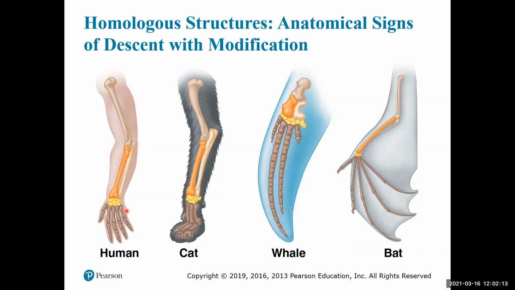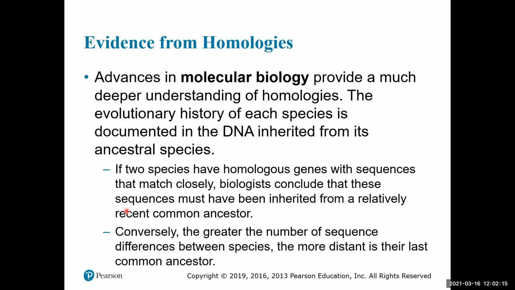Okay, and so that's what a homology is. With the advances in molecular biology, being able to obtain DNA for organisms and then examine the DNA structures, science has been able to really increase our understanding of homologies through this process. The evolutionary history of species is documented in their DNA because their DNA is inherited from parent to offspring, and so it's inherited from ancestral species to the descendant species.